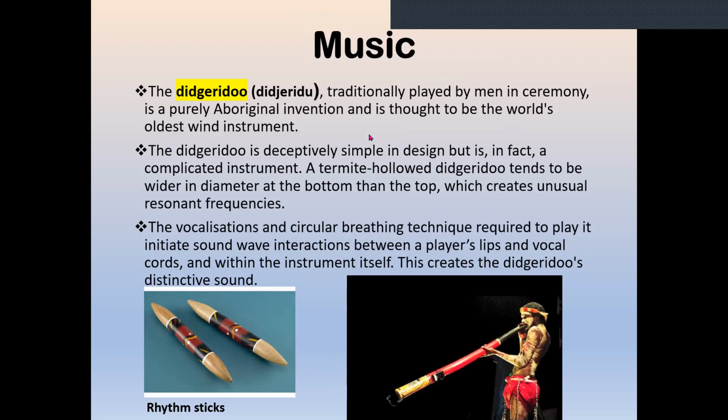and they were played by men, and only after they were old enough. It's said to be the world's oldest wind instrument. It's very simple. The wood is hollowed out, fine timber that's been hollowed out by termites. It's wider at the bottom, so it's like a brass instrument or a wood instrument where it becomes wider at the bottom and creates a particular resonance.